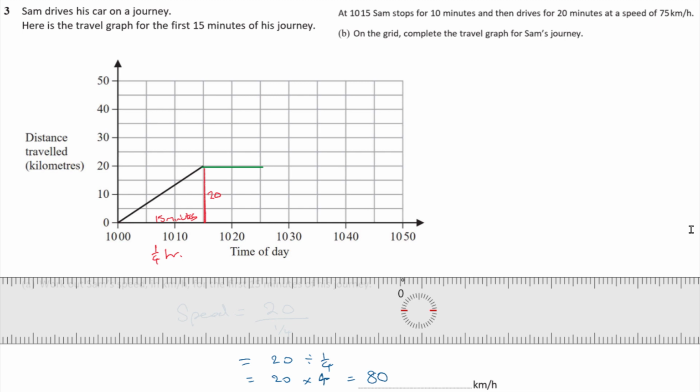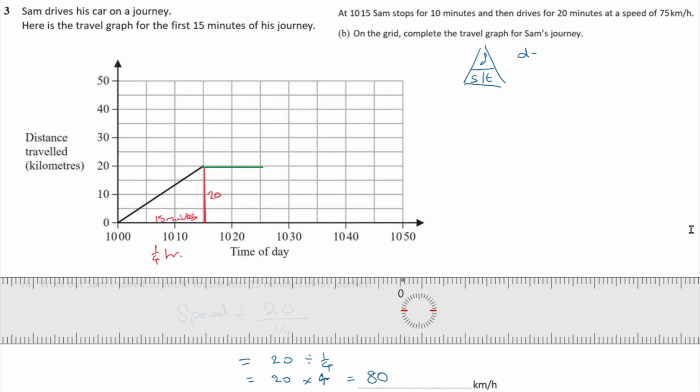Okay, so how steep is that going to be? It's a bit hard to use the gradient of 75 here because the graph doesn't go up that long and we haven't got hours on there anyway. I suppose we could scale the gradient down a little bit, but I think probably the easiest way of doing it is just do a quick distance, speed, time calculation, DST. So using the DST triangle, let's just work out how much distance he can travel in 20 minutes.